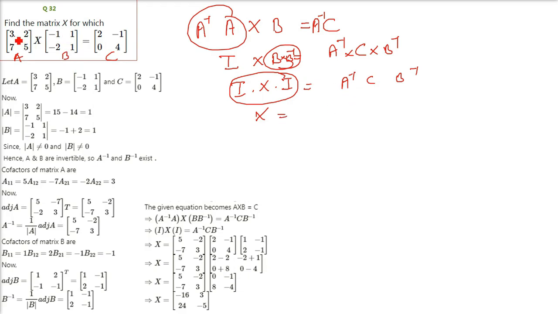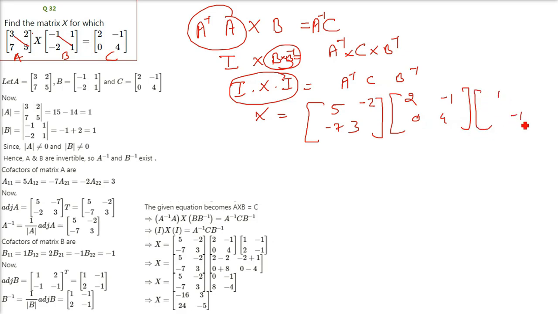A inverse is what? Just exchange these two: 5 here, 3 here, and change the sign of 2 and 7. Minus 2, minus 7. This is your A inverse. How about C? C is 2, negative 1, 0 and 4. And what about B? So B inverse will be: exchange these, minus 1, 1, and change the sign of minus 2 and 1. So this will be 2 and this will be minus 1.